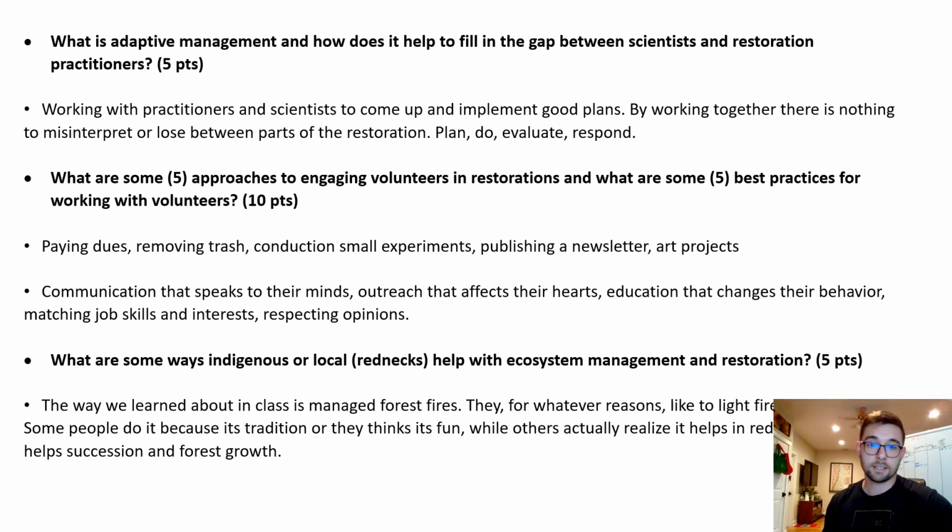Rednecks. What we learned about in class is forest fires. They, for whatever reasons, like to light fires in the forest. Some people said it was because of traditions, because their pappies did it.